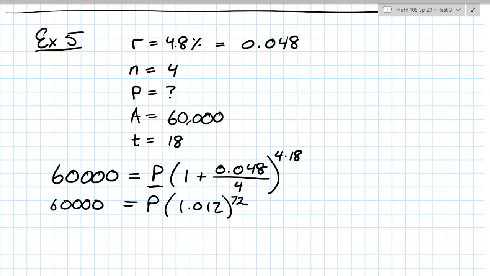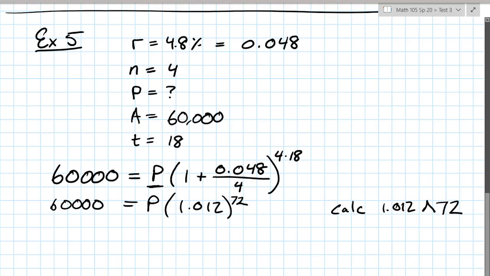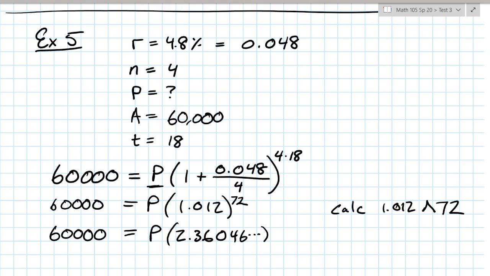So we're going to take 1.012 raised to the 72 power. And on your calculator, it should look like 1.012 raised to the 72. This gives me 2.36046 and some more decimal places. But again, I'm going to leave these numbers in my calculator so that I don't have to type them again.